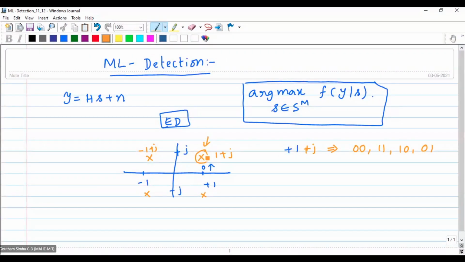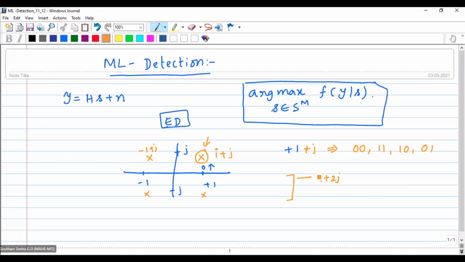Means if this point is radiated, first of all, you will receive a point at the receiver. Instead of 1 plus j, you will receive something like 1 plus 2j. This point might be shifted to this location or somewhere to the next location. How do we identify that point?